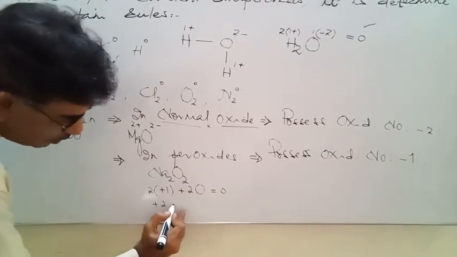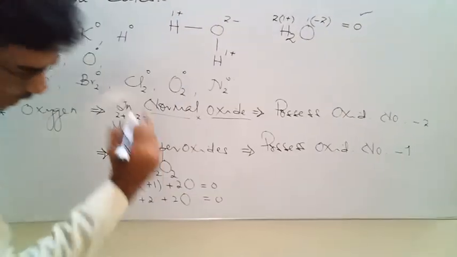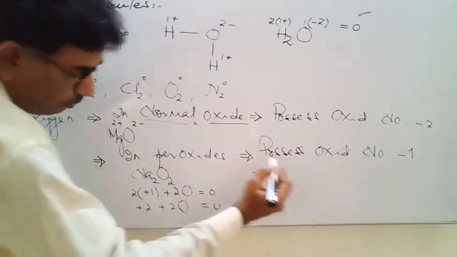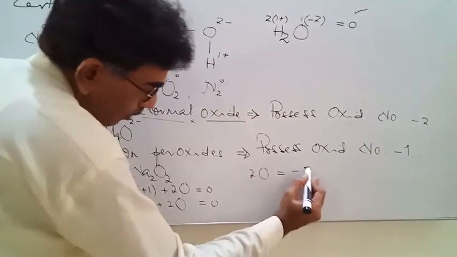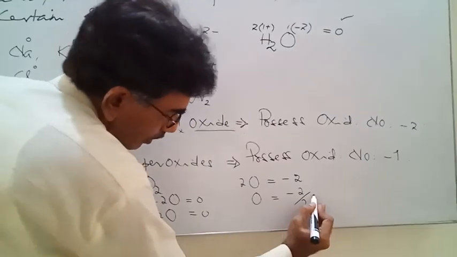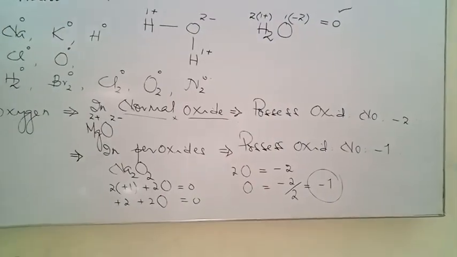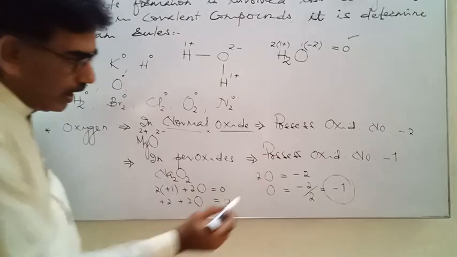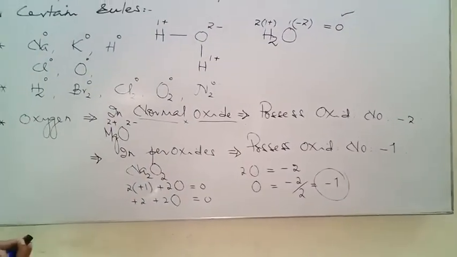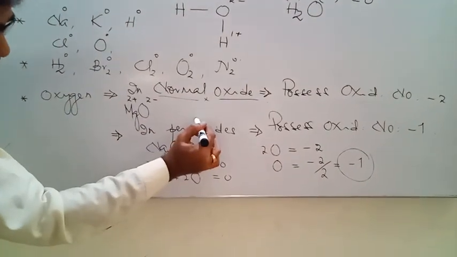So we have +2 plus 2 oxygen atoms equals neutral, and further, the +2 is shifted and becomes -2 for the 2 oxygens, and oxygen is -2 divided by 2, which becomes -1. So we always have to mention the oxidation number with its charge. Without the charge, the number has no meaning. So this is what a peroxide is.